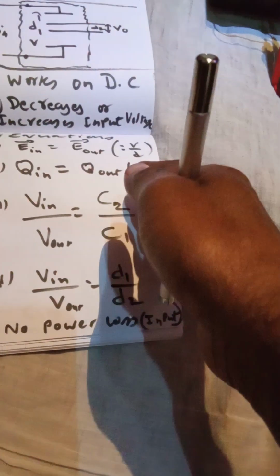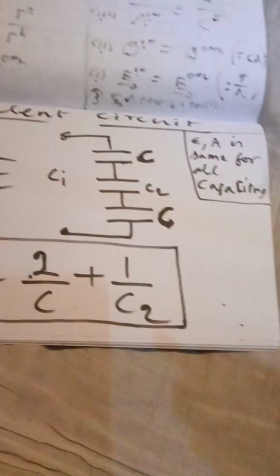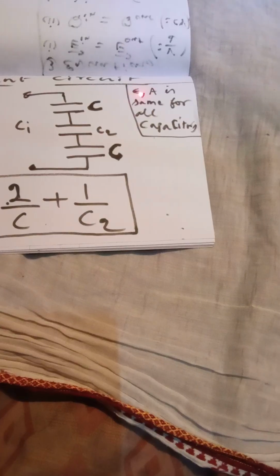Coming to the equivalent circuit. The equivalent circuit of a static isolator is equivalent to three capacitances connected in series, and the effective capacitance of the input is given by the equation 2 by C is equal to 1 by C2. C2 is the output capacitance. The permittivity epsilon and the area of the plate are the same for all the plates. So this will be the equivalent circuit.